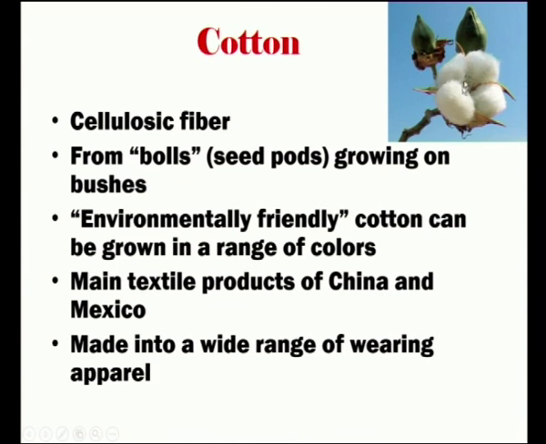First one is cotton. This picture shows cotton, which is a cellulosic fiber from bolls growing on bushes. Environmentally friendly, cotton can be grown in a range of colors; different colors can also be grown. Cotton is the main textile product of China and Mexico, and is made into a wide range of wearing apparel. So, we can make different types of wearing apparel using cotton, whose basic material is cellulose. Cellulose is the basic fiber material of cotton.